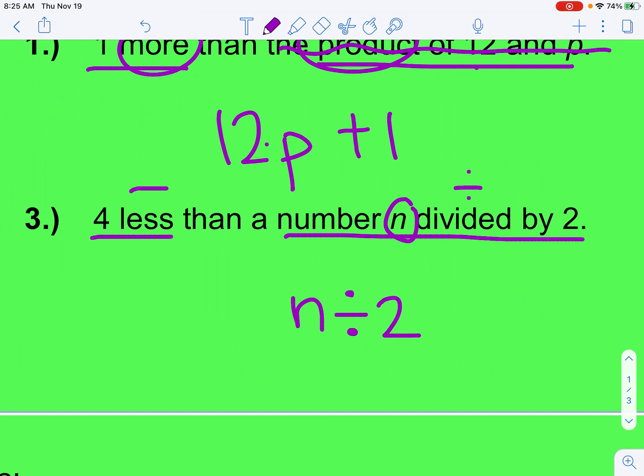Now I have 4 less than that number. So that means whatever this answer is, I'm subtracting 4 from it. So I have 4 less than whatever this is, a number divided by 2.